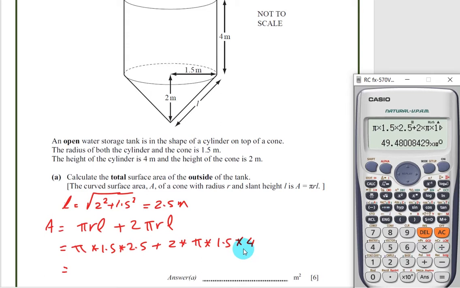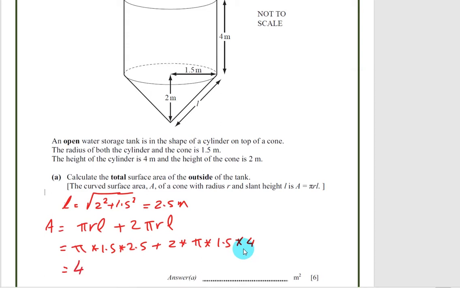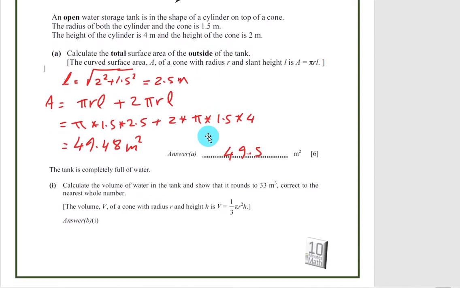So the surface area is 49.48 meters squared. So 49.5 meters squared.